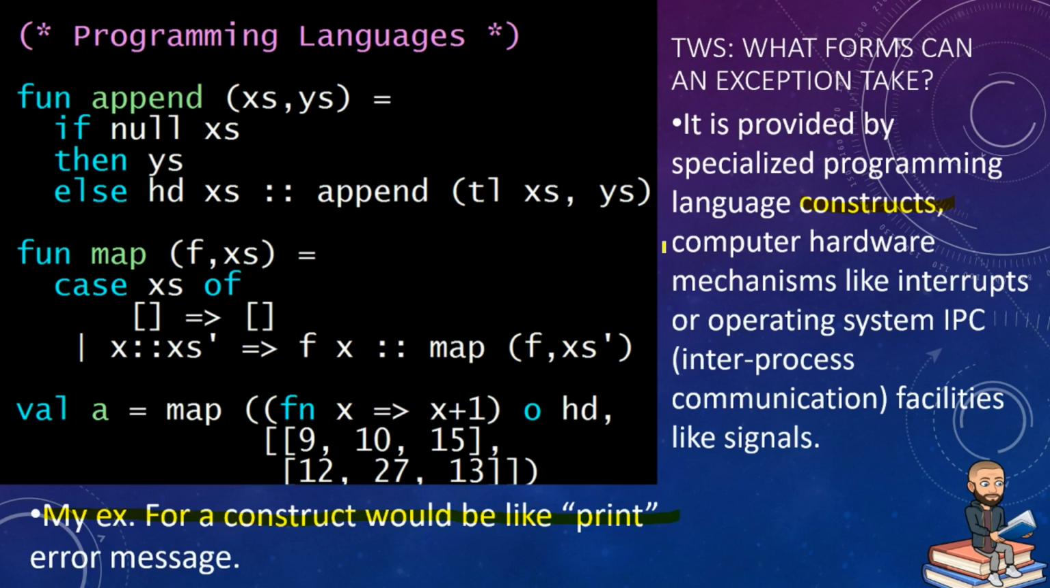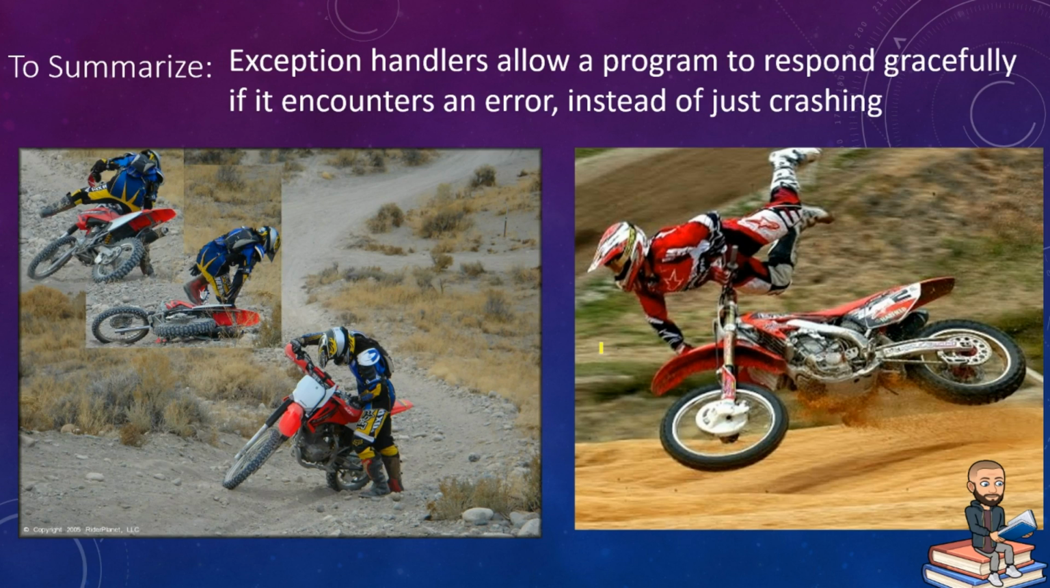There are exceptions in computer hardware as well, and their example is interrupts, or in operating system IPC, which is inter-process communication. Don't worry too much about that though. A picture's worth 1,000 words, and I'll just show you the signal that something like an Arduino board can give you. So to summarize what we've learned so far, an exception handler allows a program to respond gracefully if it encounters an error, as opposed to just crashing.